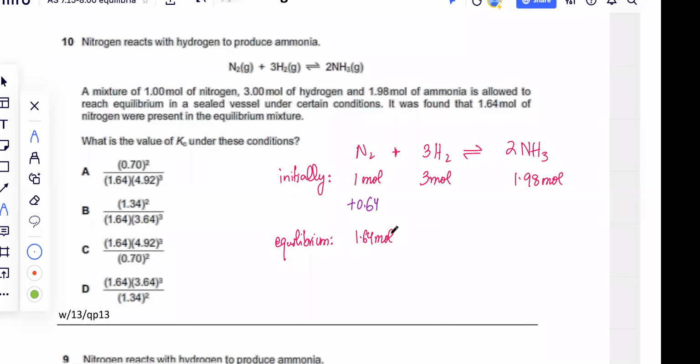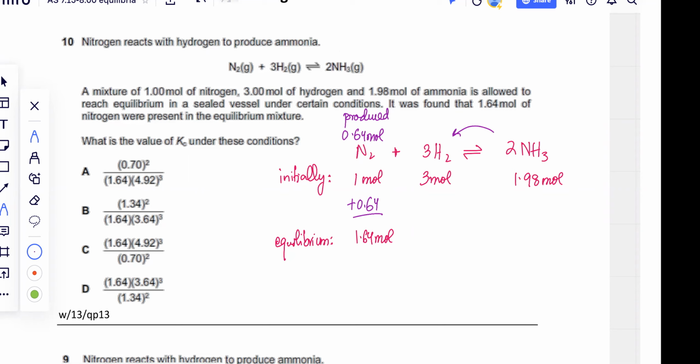Like you got an extra 0.64 moles. So that means 0.64 moles got produced during the reaction. Okay, because you started off with 1 mole and now you have 1.64 moles. So there's an extra 0.64 moles. So 0.64 moles got produced during the reaction. So there must have been some backward reaction so that more N2 is produced.